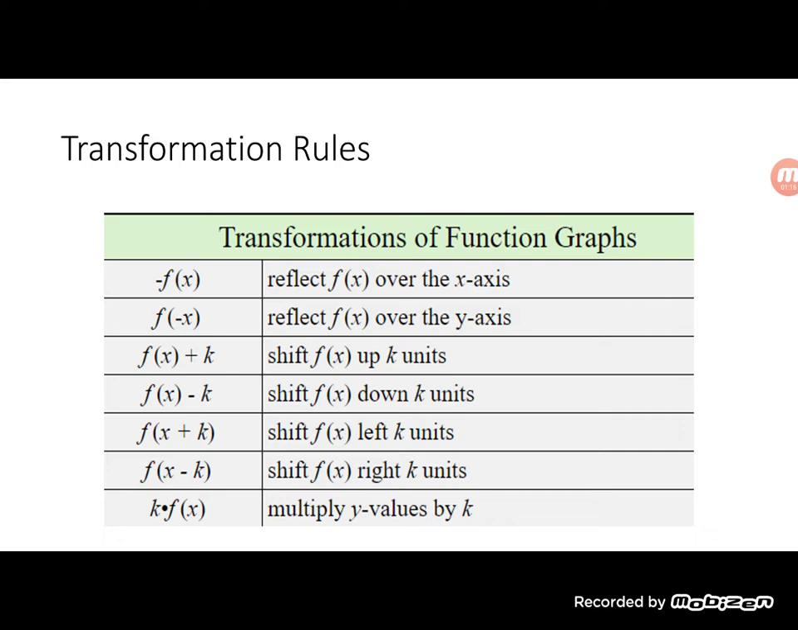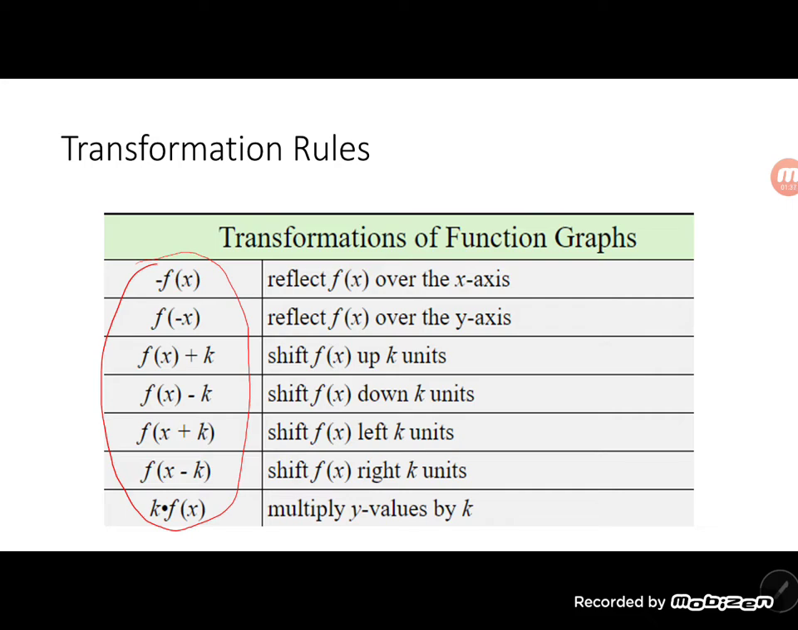Okay, so these are our transformation rules. If you need to go ahead and pause the video and copy these down, go ahead and do so. But you want to have these rules known in some way, shape, or form. What you see over on the left-hand side right here is the mathematical way of talking about these. And in one way or another, you know these things already.